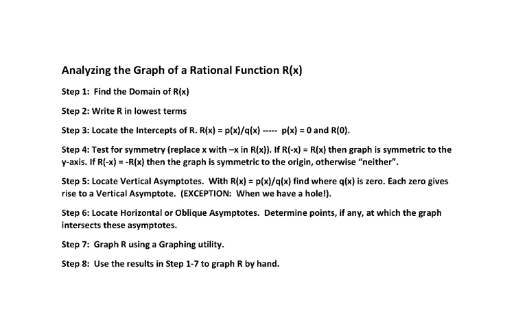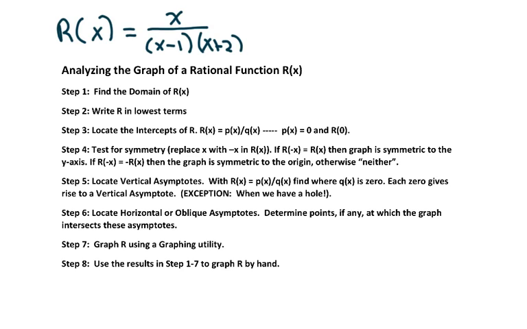Hi everyone, we're going to analyze the graph of the rational function r(x) = x / ((x - 1)(x + 2)). The numerator we would call p(x) and the denominator is q(x). The degree in the numerator is 1 and the degree in the denominator is 2, because if I multiply this out, I get x squared plus x minus 2. So the degree here is 2.